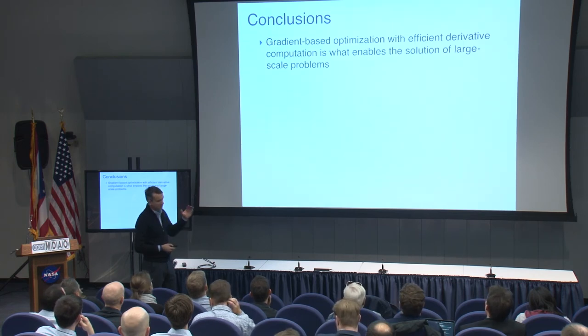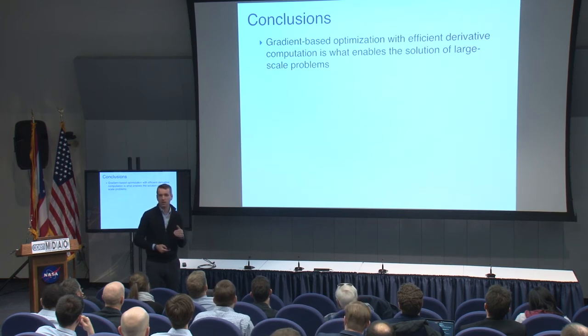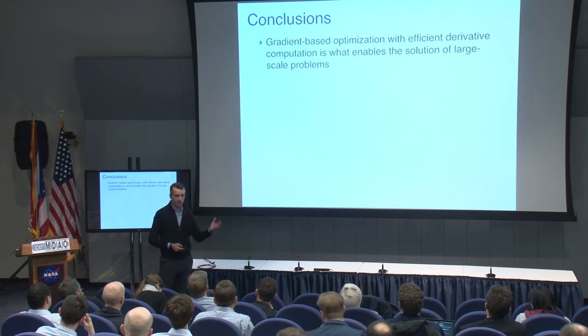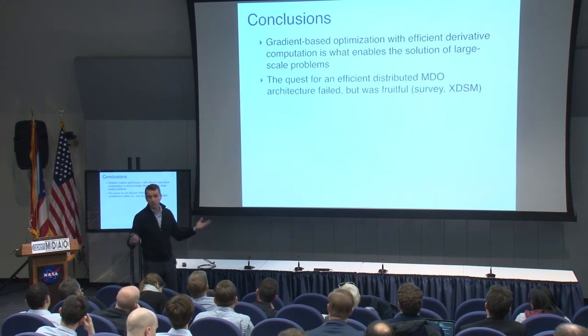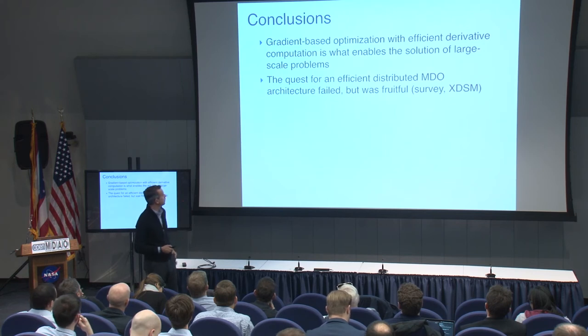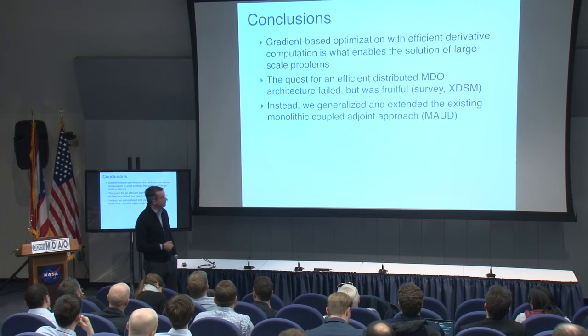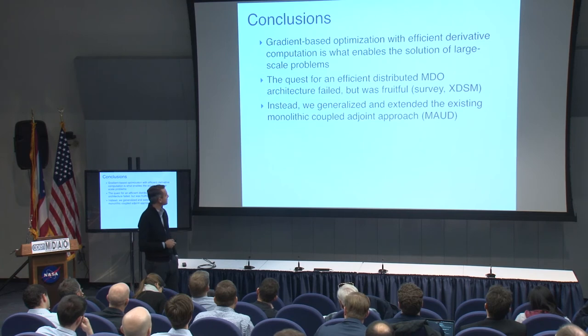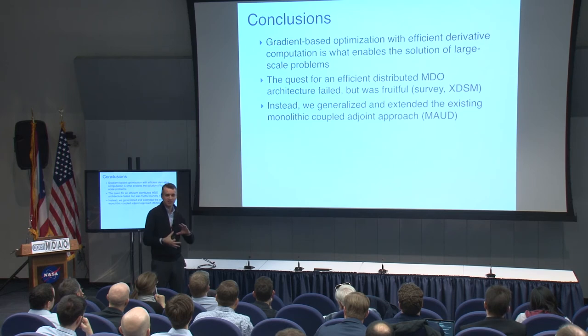But I want to emphasize, I'm preaching to the choir, that gradient-based optimization together with efficient gradient computation is really what enables large-scale computation. We have no other way of scaling up right now. That's the thing we know. So I think we continue to work on that while keeping our eye open for other things. But right now, this is what we know. But also, the idea that there are some quests that failed, but you have some product out of it that's still a success. We ended up going back and working on the monolithic solution instead.